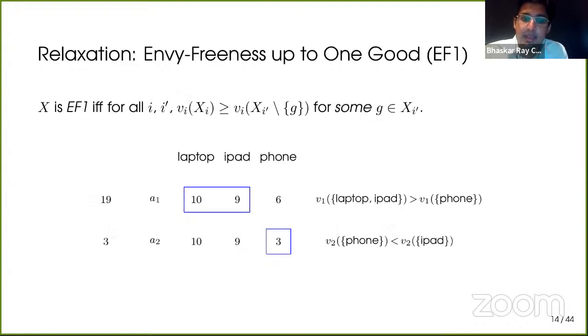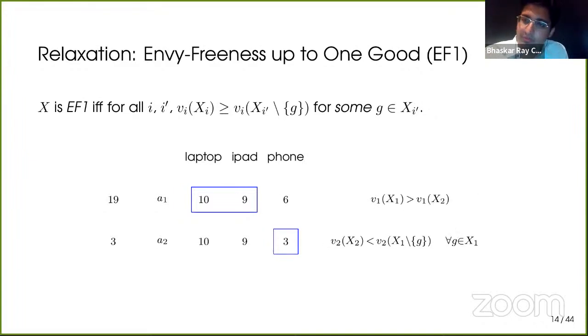Okay. And let's consider an allocation like this, where you allocate the laptop and the iPad to the first agent and the phone to the second agent. Clearly, this seems to be a very unfair allocation, and it indeed is. Because if you look at the second agent's valuation for the phone, it is less than his valuation for the iPad. It's also less than his valuation for the laptop, meaning that no matter which good you remove from agent 1's bundle, whether it's the phone or the iPad or the laptop, the envy still persists. So this is not an EF1 allocation.